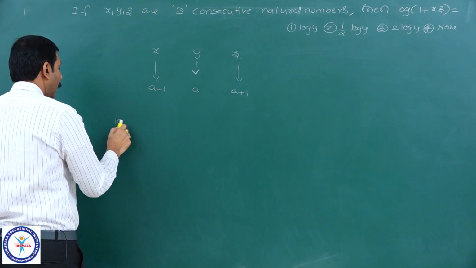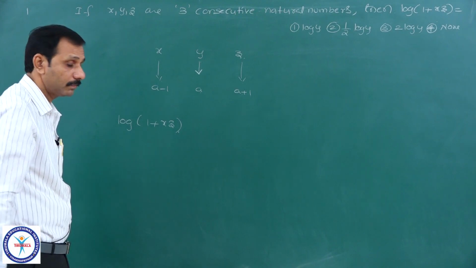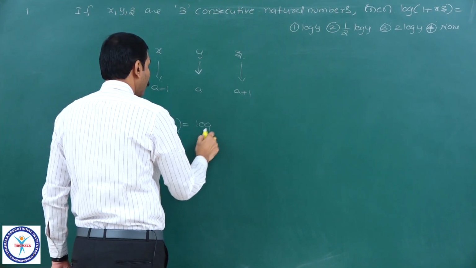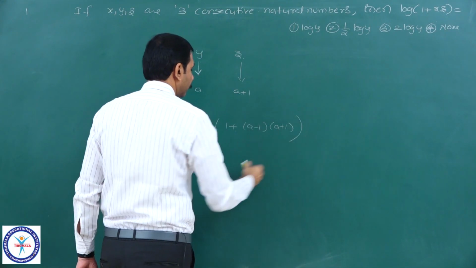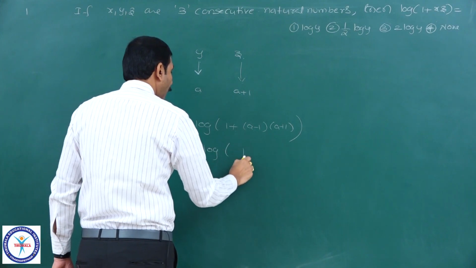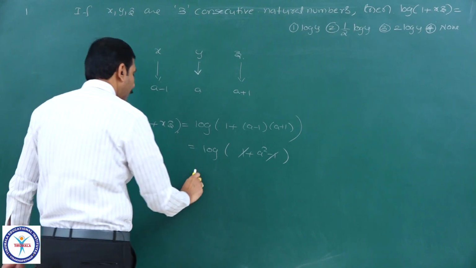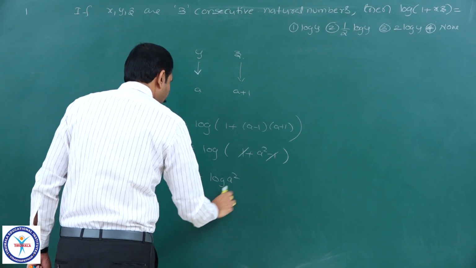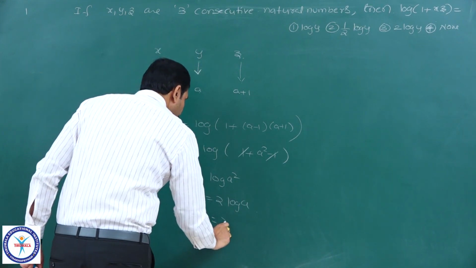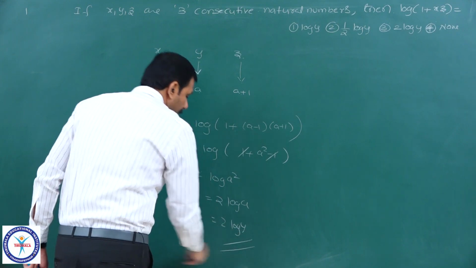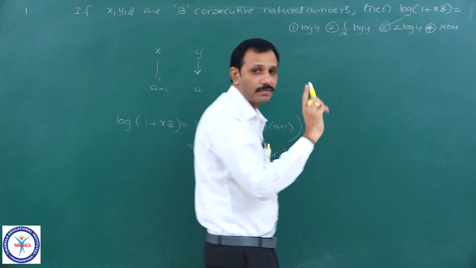Now, I will take log of 1 plus xz. Why I have taken it this way you can understand now. It is equal to log of 1 plus (a minus 1)(a plus 1), which is log of 1 plus a square minus 1, since (a minus 1)(a plus 1) is a square minus 1. The 1 and minus 1 cancel, so it is log a square. Log a square is nothing but 2 log a. What is a? A is y only. It is equal to 2 log y. That's all. 2 log y means which option is correct? Third option is correct.